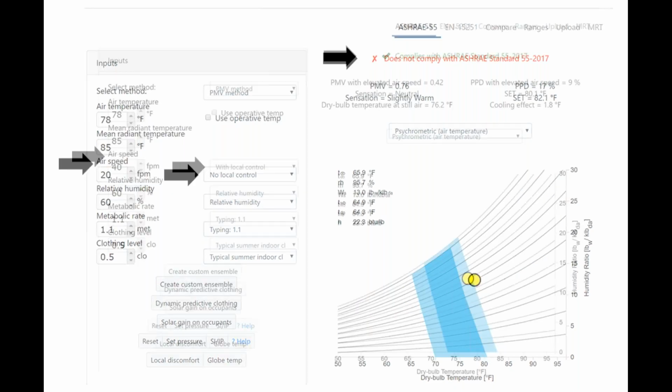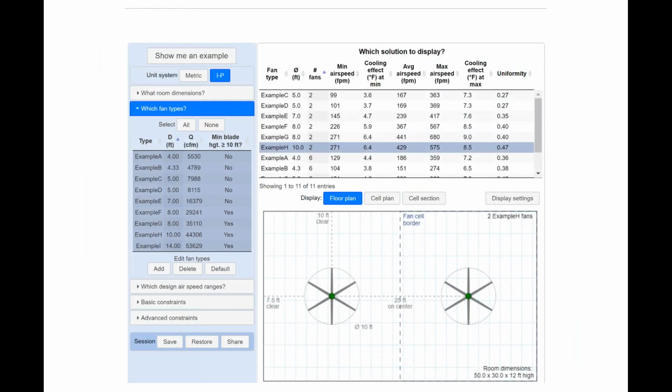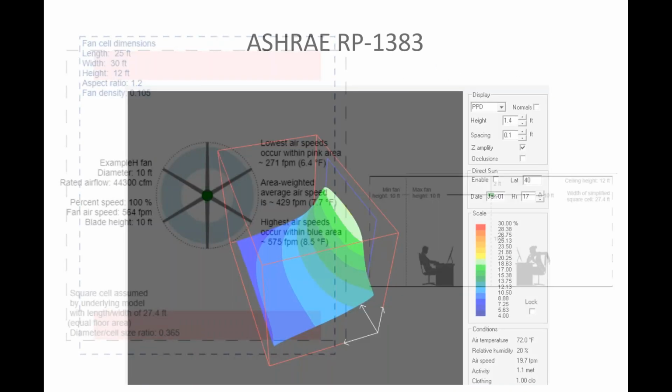This is looking at elevated air speeds. We can change the airspeed. There's tools like this one here. This is the CBE fan, so you can put ceiling fans in and look at the offset, the cooling offset that you get by elevated air speeds, and it will tell you that. So it's a very useful tool.